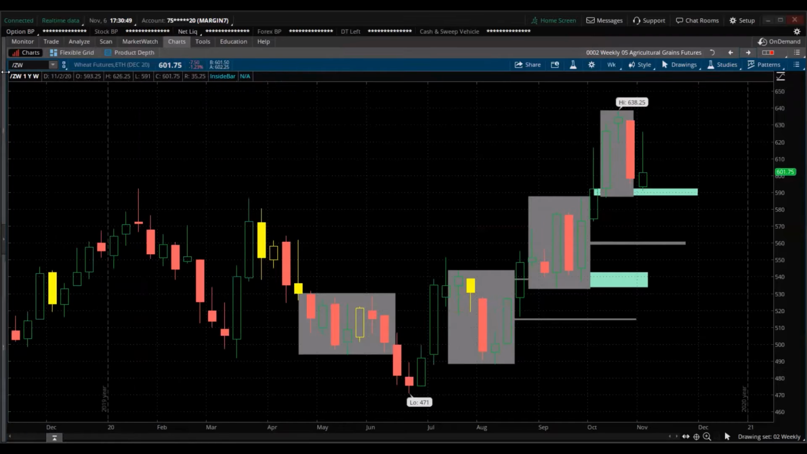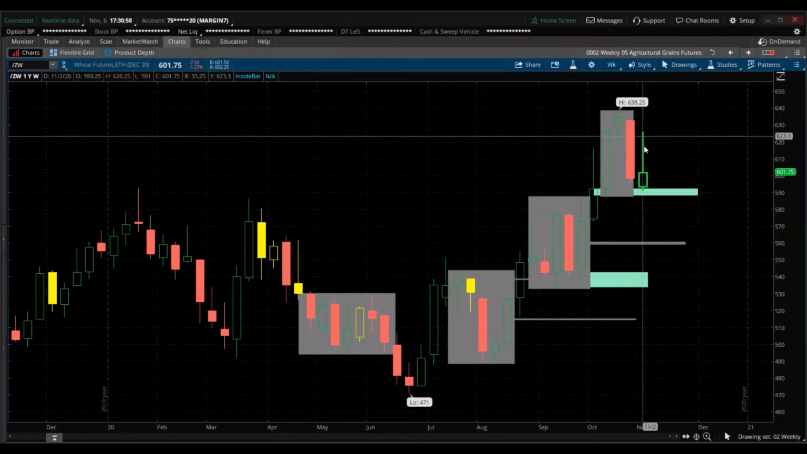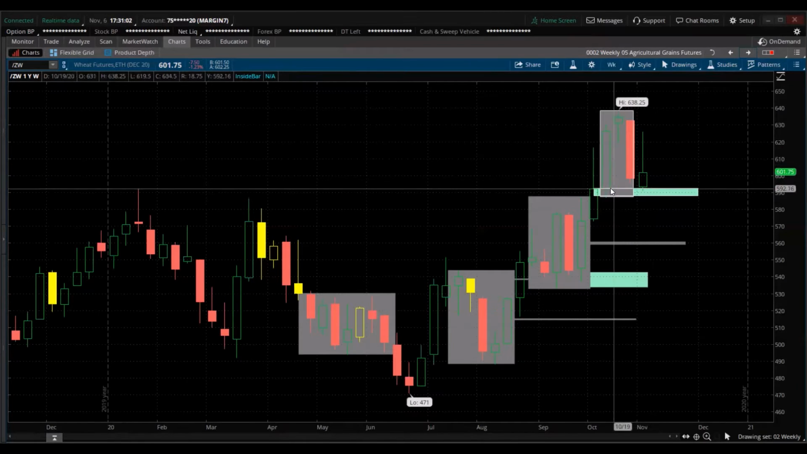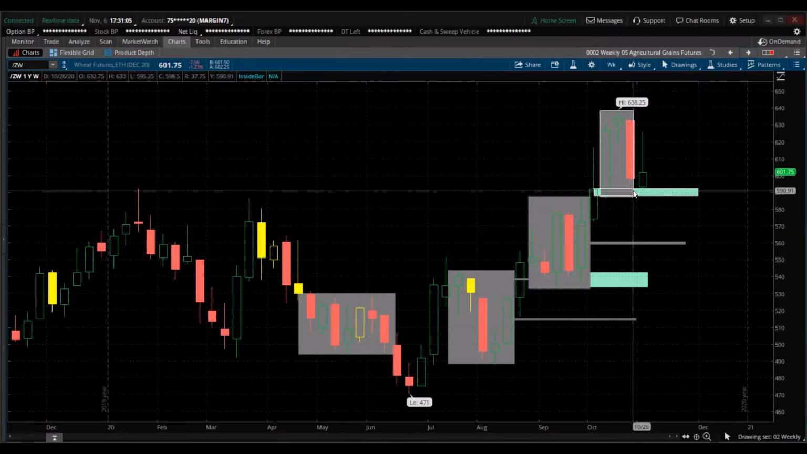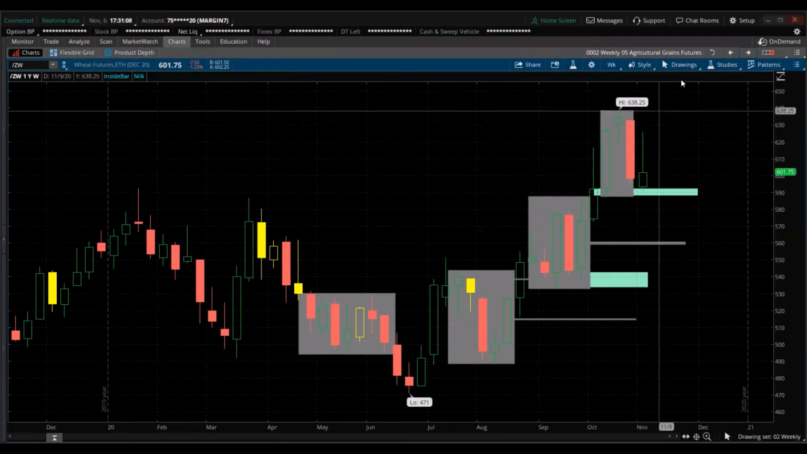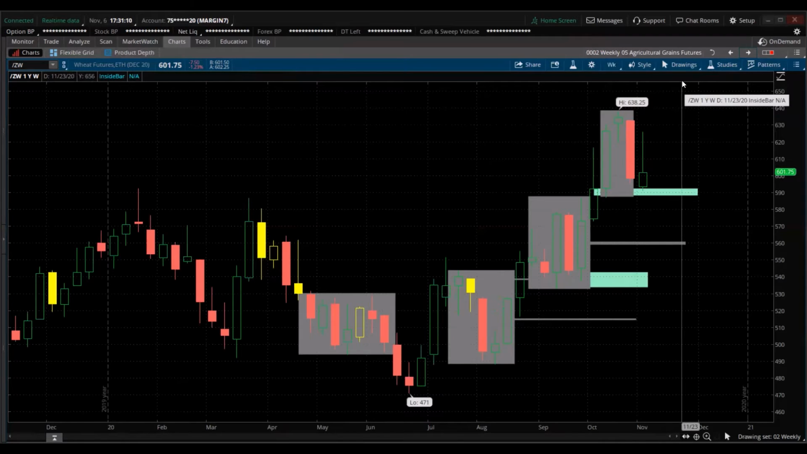Wheat futures, /ZW. Green for the week. Made a lower low, but closed back up inside the prior week. Huge trading range and totally rejected, which stopped a lot of panic selling. This was a demand zone. It tested it and closed above it, and we're in a consolidation. So you had corn, soy, and wheat.